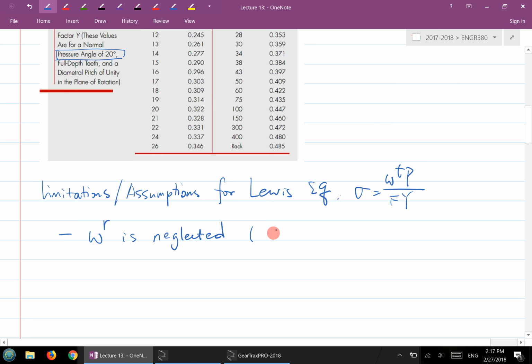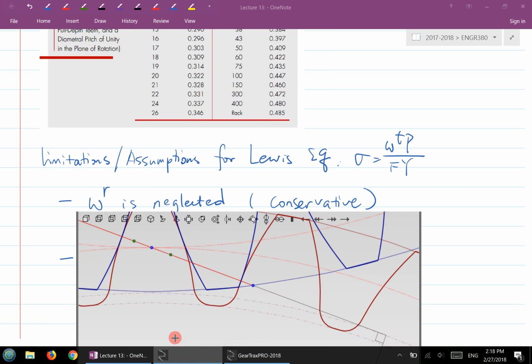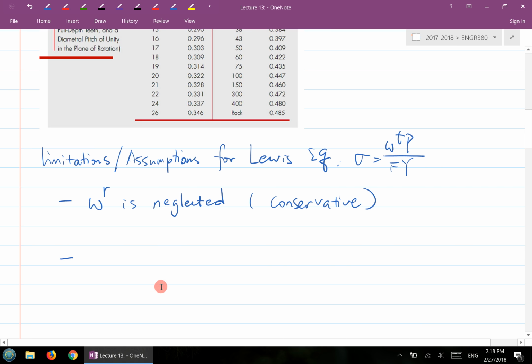Which is not necessarily a bad thing, but you need to remember Wr is not being considered when deriving the Lewis equation.